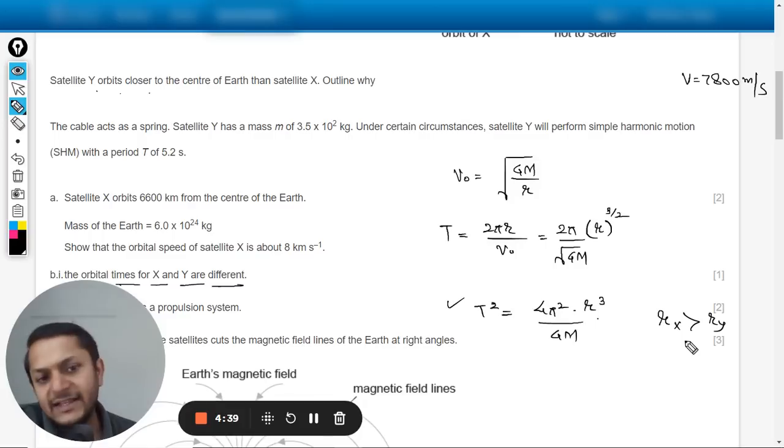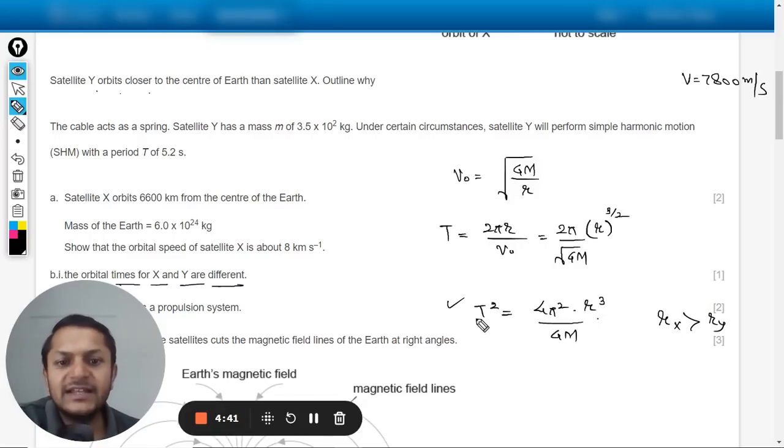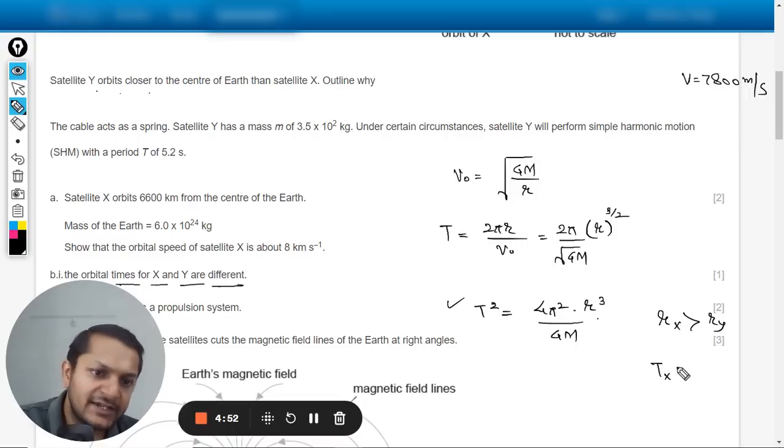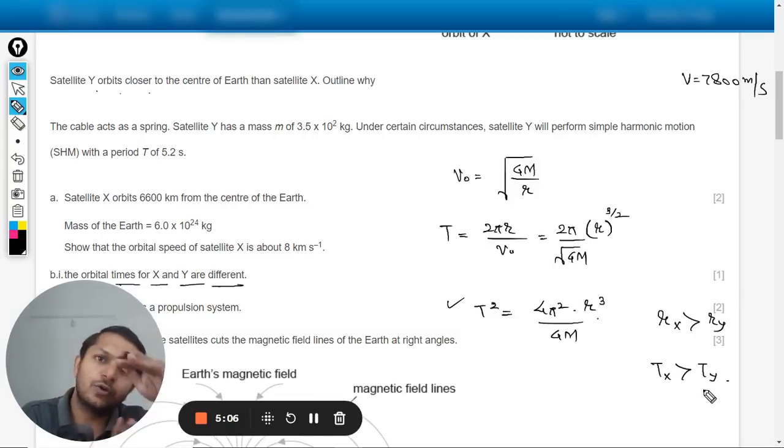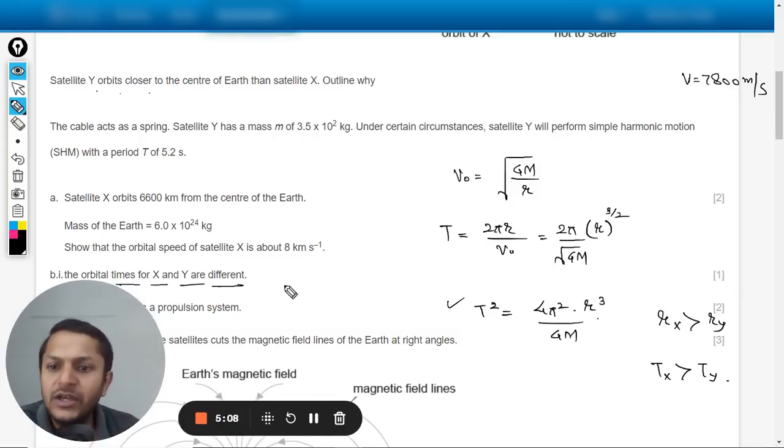And for Y it is lesser. So for Y, it means that Y will be taking lesser time to cover one rotation, and X will be taking more time. So the time for X will be more than the time for Y. So they will not be able to move parallel to each other, or they will not be able to stay near each other. Definitely there will be a relative velocity, so they are going to separate after some time.